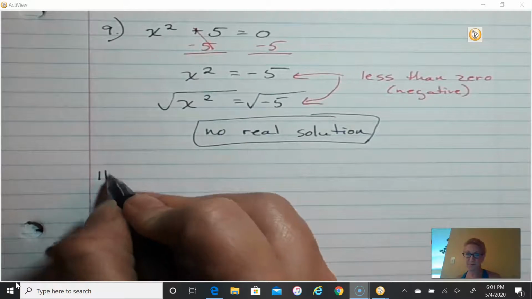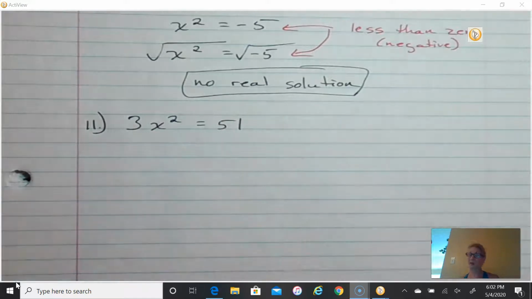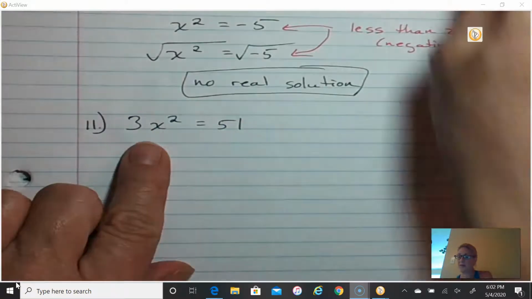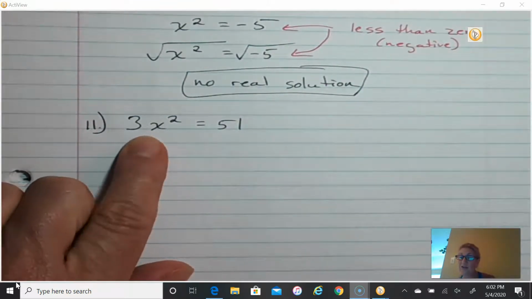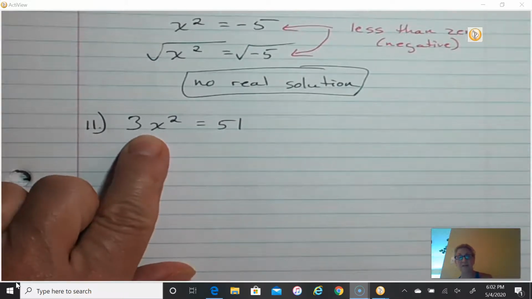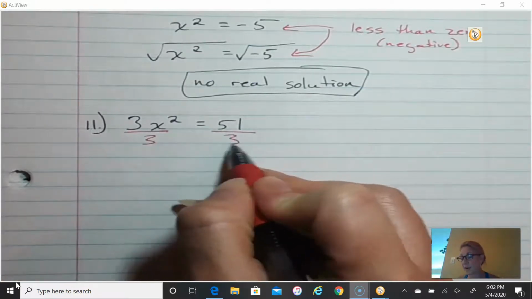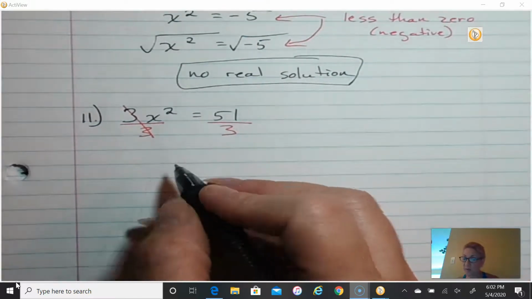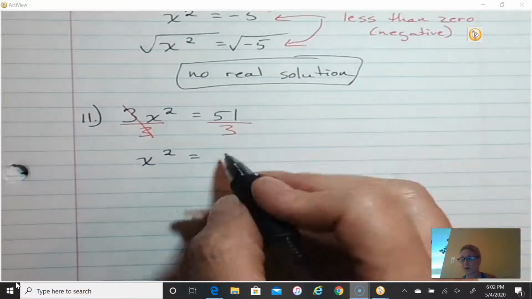All right, 11. 3x squared equals 51. Okay, so we need to use the square root property. We need to isolate the squared variable. There's a 3 next to that x squared, so what operation is taking place? We're multiplying. So what's the opposite of multiplying? Dividing. So we divide both sides by 3. Those 3's cancel out, and I'm left with x squared equals 51 divided by 3 is 17.